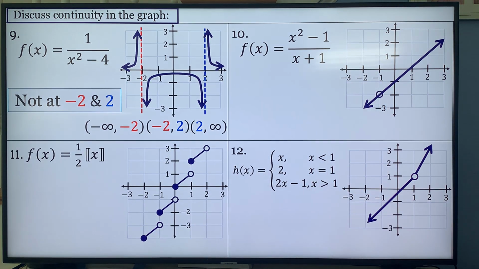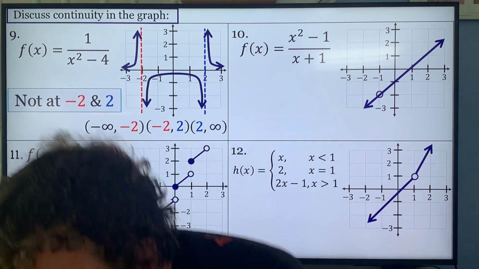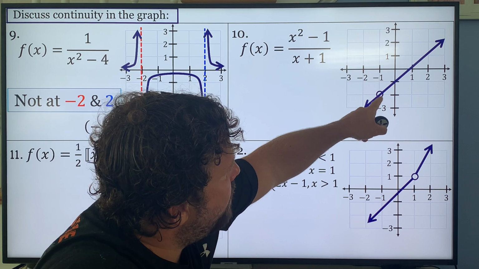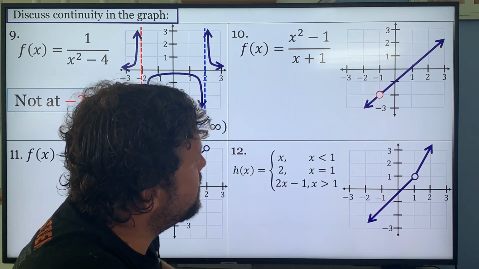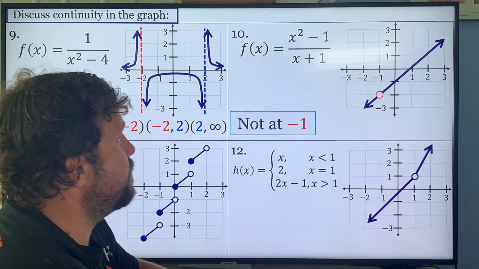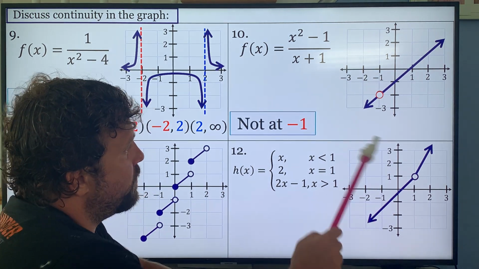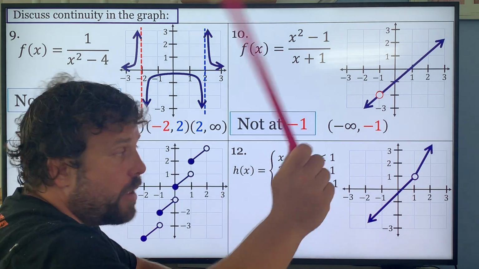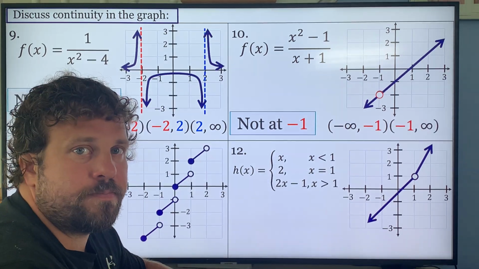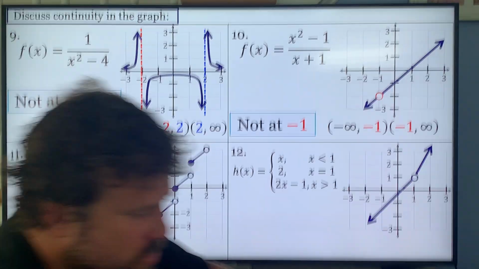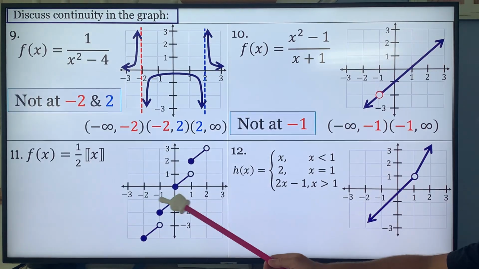All right, problem number 10. Oh, my little circle should be in front. All right, so let's look at this one. It's continuous everywhere except at the place where my hole is, and that hole happens to be at x equals negative 1. So not at negative 1. So it's going from negative infinity to negative 1, and from negative 1 to infinity. See, not too difficult, is it? Of course it's not. Let's go to the next one.